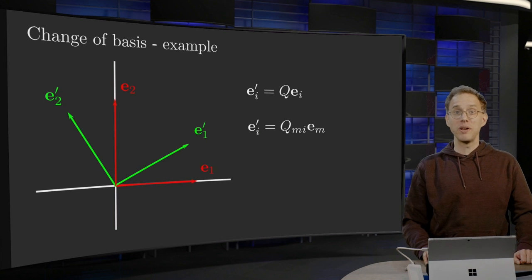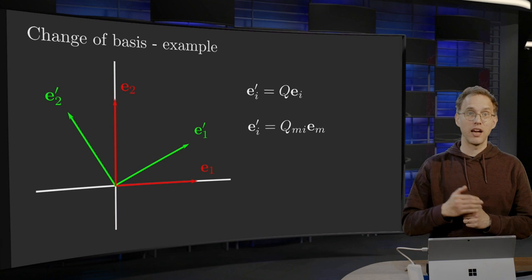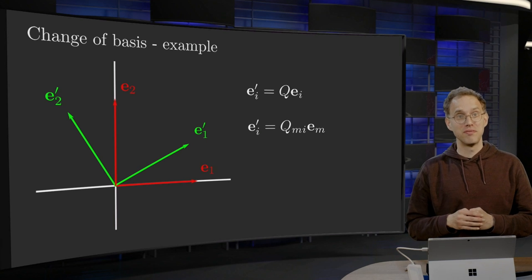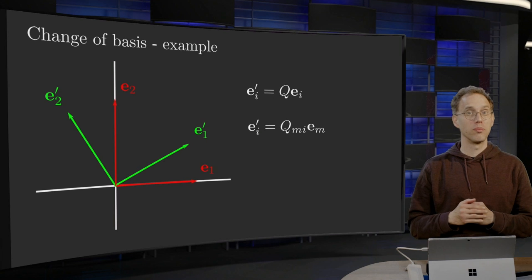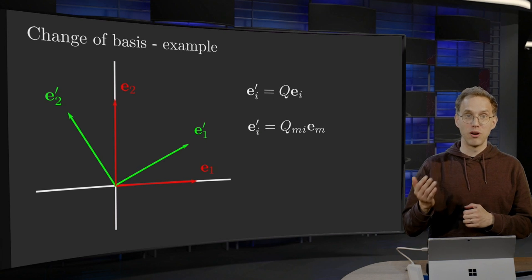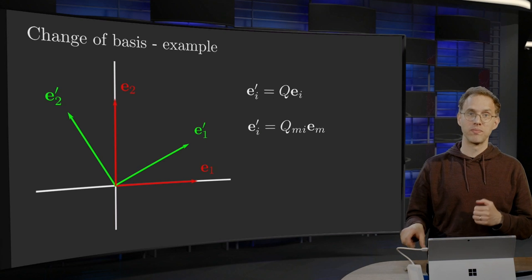We know how we can relate an old and a new basis via an orthogonal tensor Q. Let us now look into an explicit example of how we can find our Q. Furthermore, we'll see that the elements of Q are related to the direction cosines, the cosines of the angles between the old and the new basis vectors.